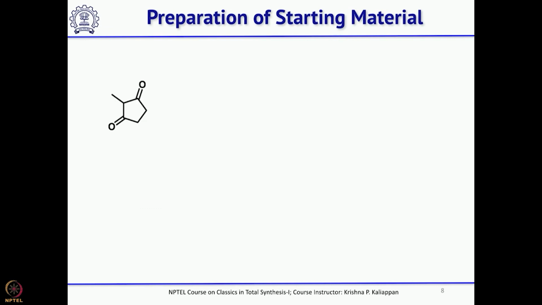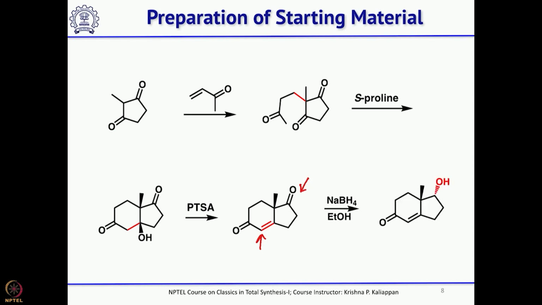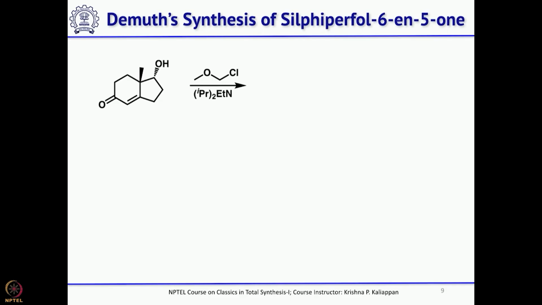He started with 2-methylcyclopentane-1,3-dione, which we saw during the retrosynthetic analysis. Then using the Robinson annulation sequence, first Michael addition with methyl vinyl ketone, followed by treatment with S-proline and dehydration, you get the Hajos-Parrish ketone. Okay. You have an enone and a ketone, and the ketone can be selectively reduced with 0.25 equivalents of sodium borohydride in ethanol at 0 degrees to get this alcohol. And once you have this alcohol, then you can protect this alcohol as MOM ether.